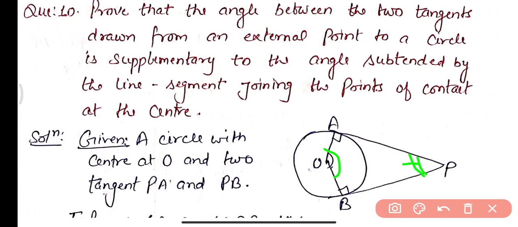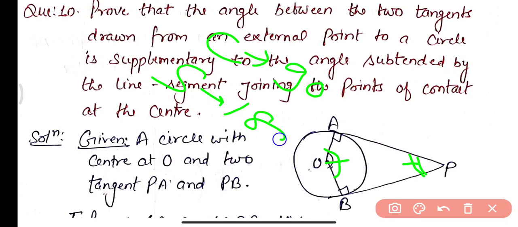That means the sum of these two angles is 180. So remember, complementary means the sum is 90 degree. Whenever the sum of two angles is 90 degree, then we will say these two angles are complementary to each other. And if we are talking about supplementary angles, the sum of two angles will be 180 degree. So we have to prove here angle AOB plus APB equals 180 degree. We have to prove that the sum of these two angles AOB plus APB will be equal to 180 degree.